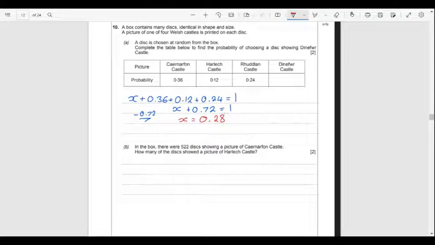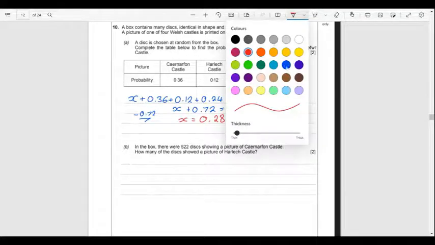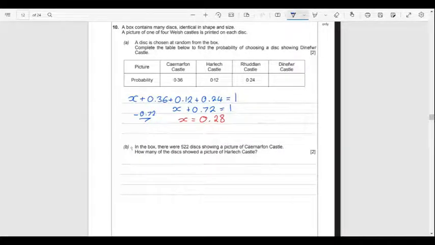The next question says, in the box, there were 522 discs for Carnarvon Castle. How many of the discs showed a picture of Harlech Castle? So first of all, keep it short. The probability of Carnarvon was 0.36, and that was equal to 522 discs. For Harlech, I'm going to keep that as HAR. We had a probability of 0.12, and we are trying to find out how many discs that is.